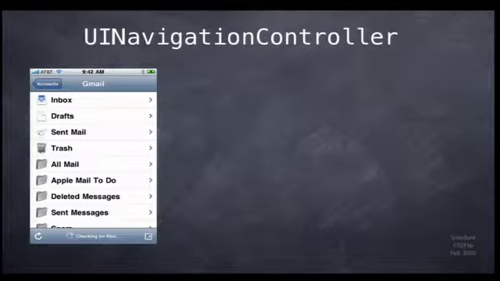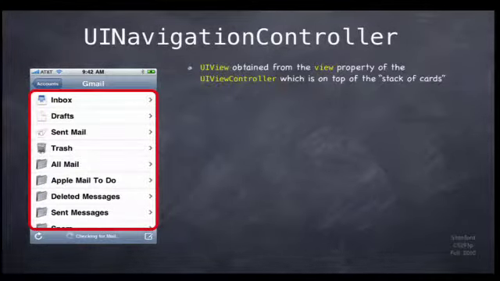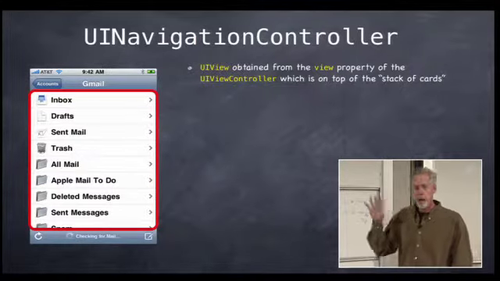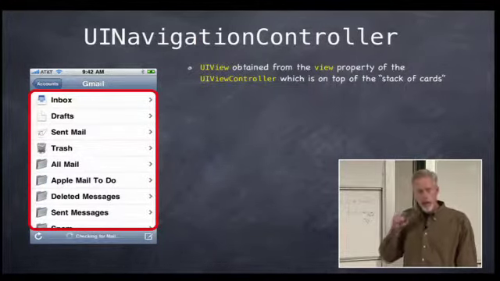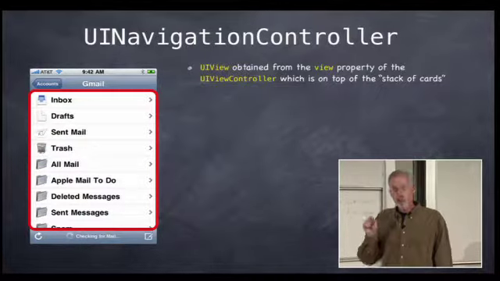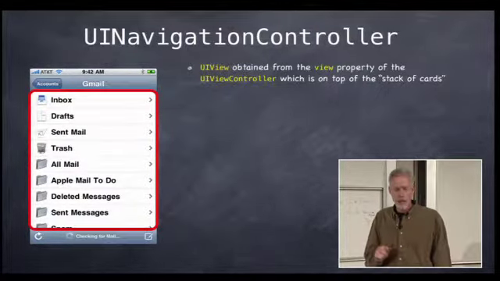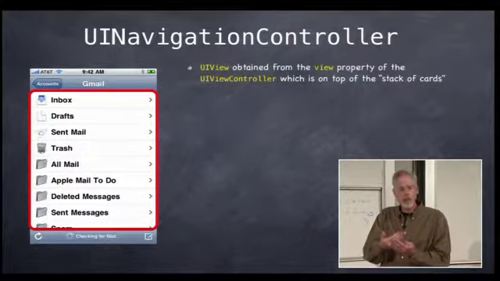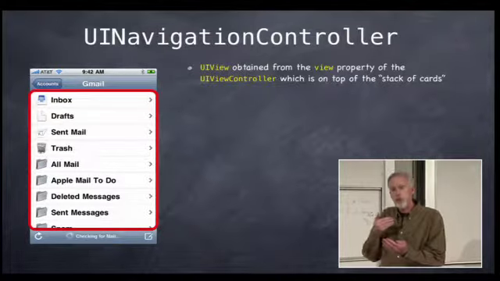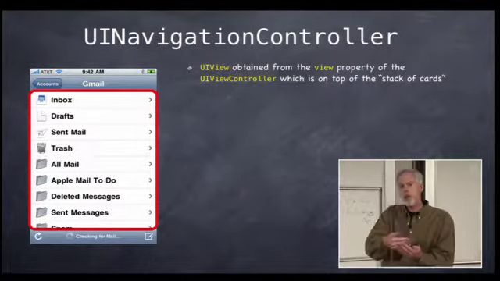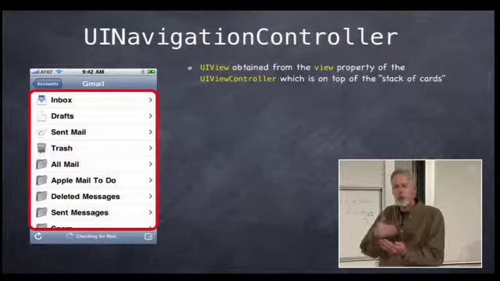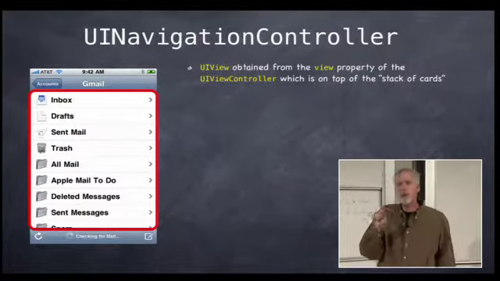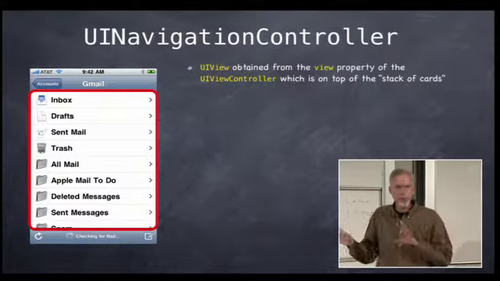So this is what UI Navigation Controller looks like on screen. You've seen it a million times. It's the most common controller of controllers. I'm going to kind of show you the parts of this piece by piece. This little kind of red rectangular area in the middle, that is the UI view that's obtained from the view property of the UI view controller, which is on top of like a stack of cards. The navigation controller is basically managing a stack of cards, and you can put things on top of the stack and take them off. Put something new on, take it off. Take another thing off, take another thing off. Put 3 on, back and forth as the user navigates through some hierarchical data, tables, whatever.